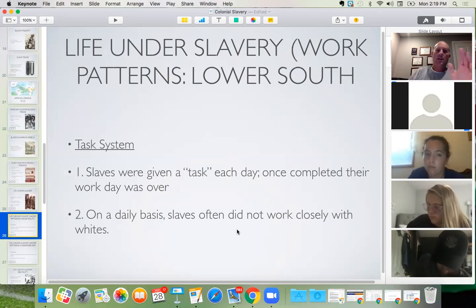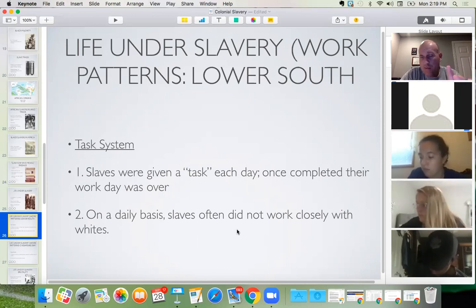And what could be nice about the task system, if you were a slave given these types of tasks, is that depending on your master, of course, sometimes you could be farmed out to other plantations to work. And sometimes that may just be for the benefit of the master. But there were also cases, once again, depending on the master, though all masters were corrupted by this system and did horrible things.